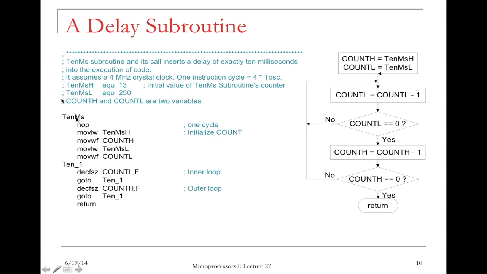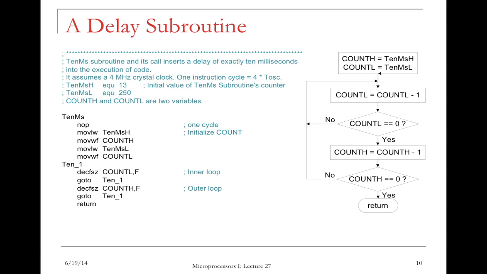10 MS is the name of the subroutine. In the first instruction, we have NOP. NOP is no op, an instruction that does nothing. For our purpose, it is an instruction that is going to consume 1 cycle. And then we have 4 move instructions. This is to initialize count H and count L, the registers we use to track the 16-bit counter.